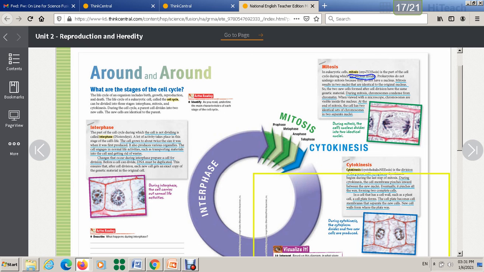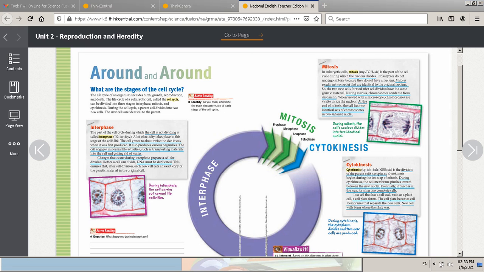During mitosis the chromatin condenses to form chromosomes. In interphase we said the DNA started to be duplicated, and here it starts to be condensed, making an X-shaped structure, which is the chromosome. If you look under the microscope at any cell during mitosis, you will see the chromosomes are visible because they are condensed, so it's easy to see them. At the end of mitosis, the cell has two identical sets of chromosomes in two separate nuclei.